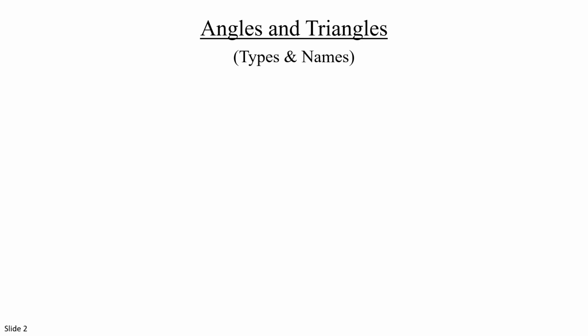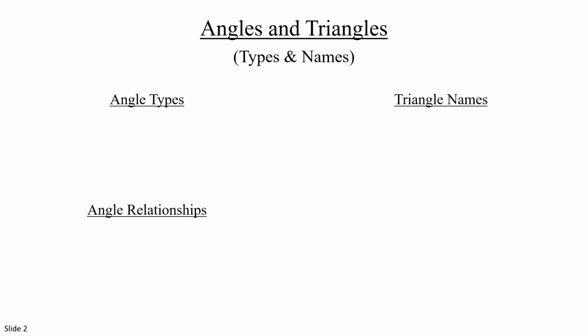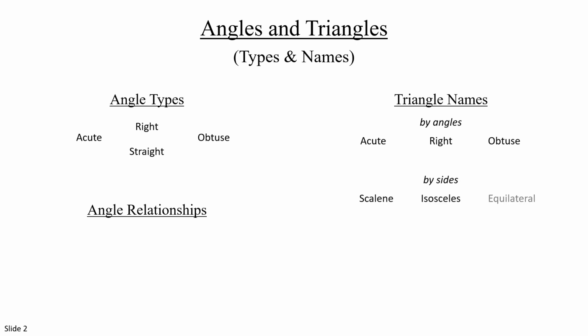Angles and triangles. Types and names. Talk about angle types, triangle names, and angle relationships. 4 different types of angle types: acute, right, straight, and obtuse. Triangle names, we can classify triangles by angles: acute, right, and obtuse, or by sides: scalene, isosceles, equilateral. And angle relationships: vertical, complementary, supplementary, or the triangle sum.